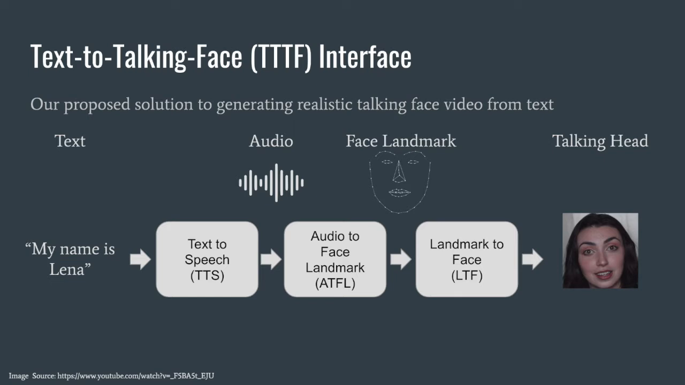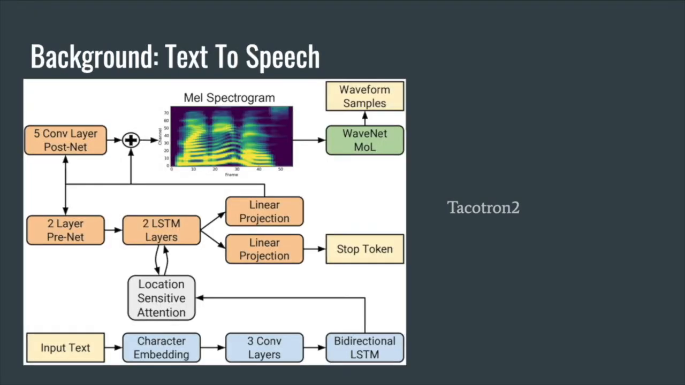So this is our high-level architecture of the text-to-talking face interface. Our model takes input text sequences, generates audio from text-to-speech models, then generates face landmarks from audio to face landmark models, and finally, our system generates talking head videos from face landmarks. For our text-to-speech model, we'll be using Tacotron 2 combined with WaveGlow.